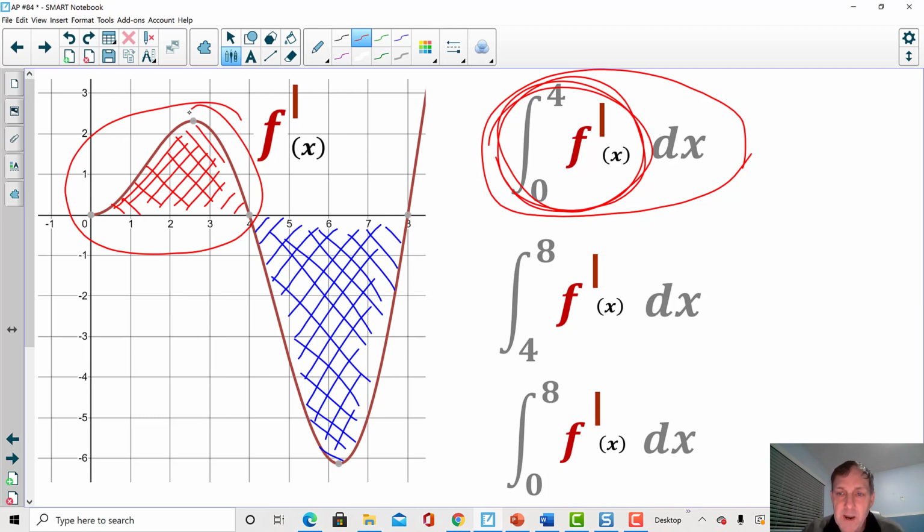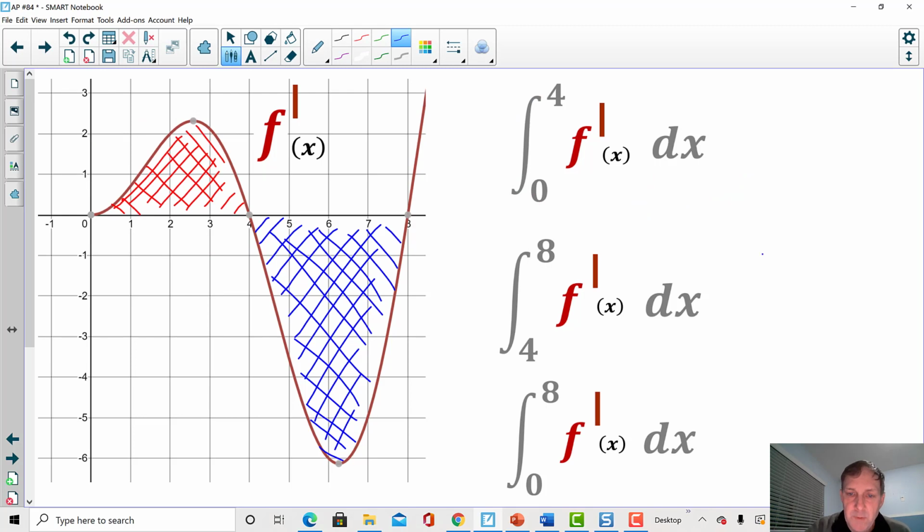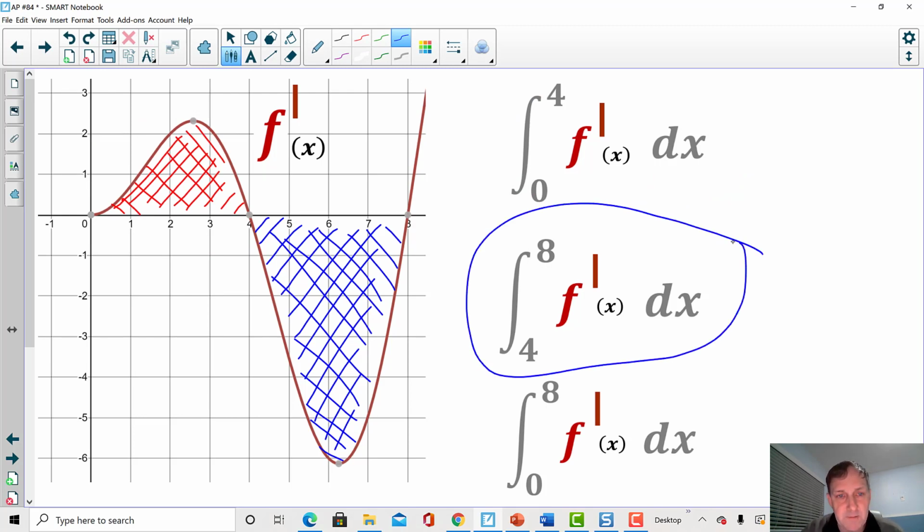You would get a positive amount. And so you would know that f increased by whatever that amount was equal to. For my second integral, I'm doing the integral from 4 to 8 of f prime of x. And that will give me the area of the blue shaded region, but my final answer will be negative. And what that tells me is how much f decreased on the interval from 4 to 8, because f prime is negative on that entire interval.